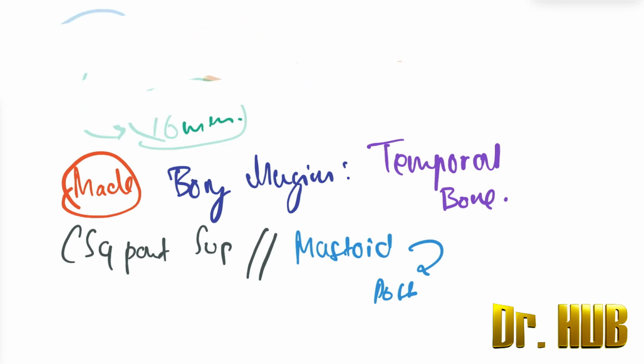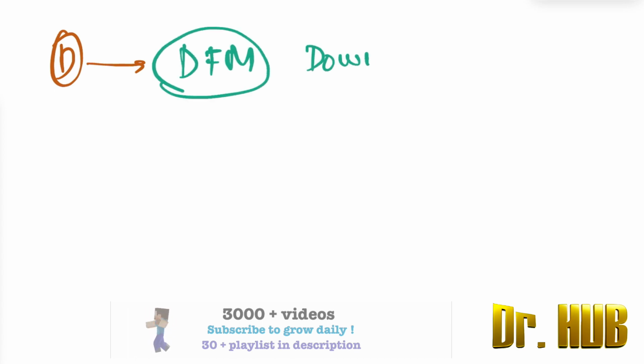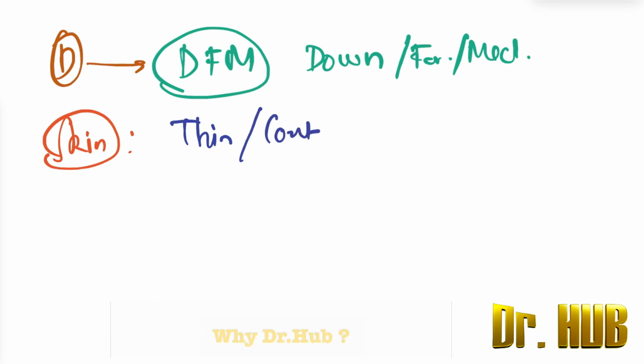Now let's look at the direction. It is downward, forward and medially. So in short, it is DFM: downward, forward and medial. So how is the skin? The skin is thin, whereas in the cartilaginous part it was thick. Here it is thin and it is continuous over the tympanic membrane.